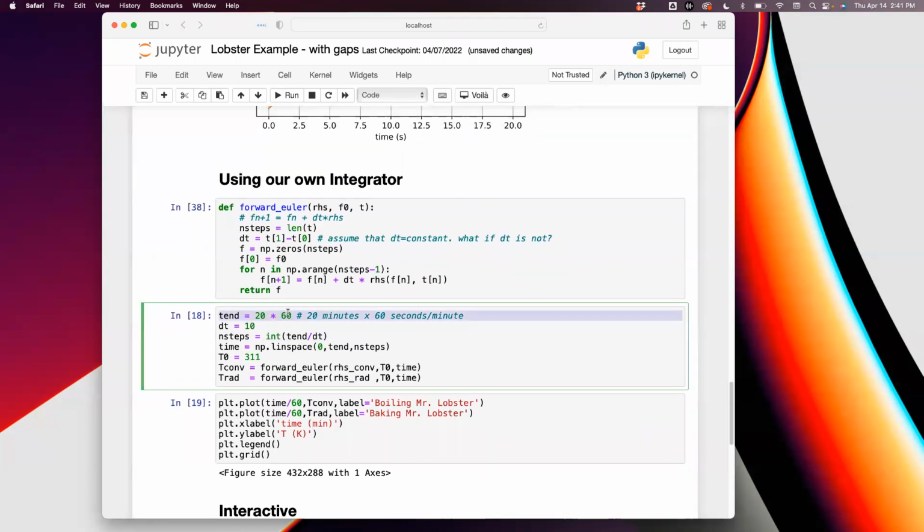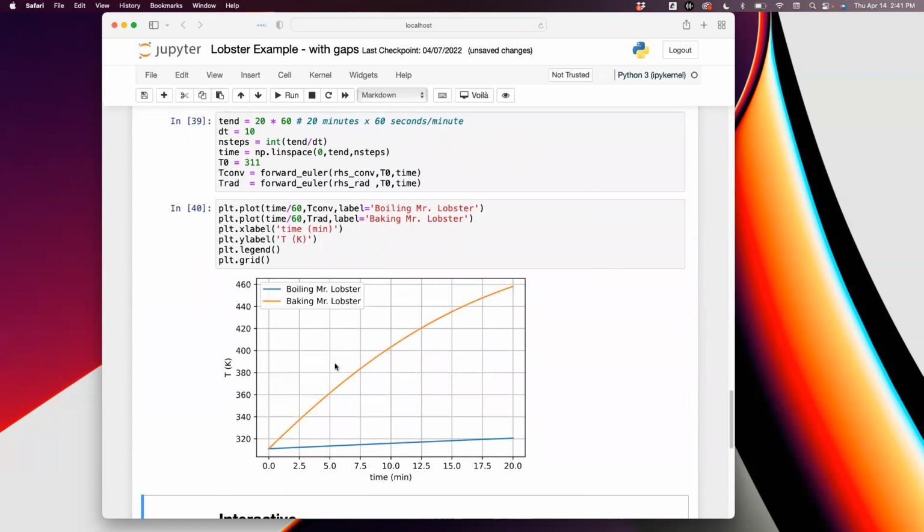Again, here with T end, 20 minutes. And over here, I'm going to create a time array with a time step size of 10 seconds. The way I do this, I declare dt, I create the number of time steps, and then I create the linspace. My initial condition is 311. And then I solve it using forward Euler, which is this method. I'm going to pass right-hand side convection to get the convection solution. Going to give it the initial condition T0 and the time array. Same thing for T radiation. And if you execute this and you run it, this is what you get.